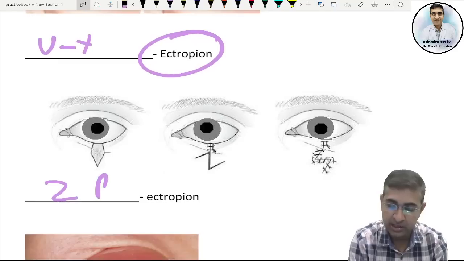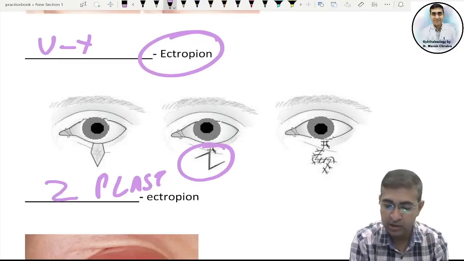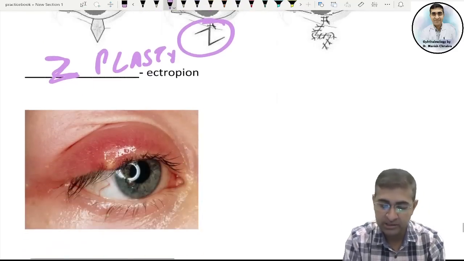And this is which procedure? Can you see the formation of Z? This is your Z plasty. This is your Z plasty.